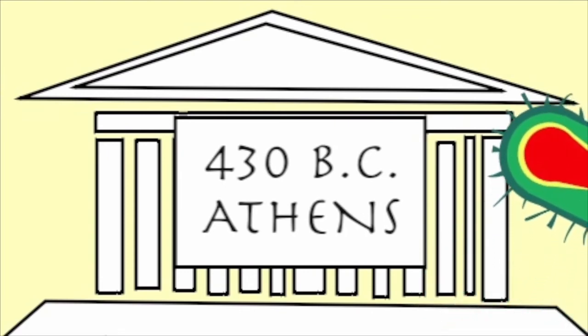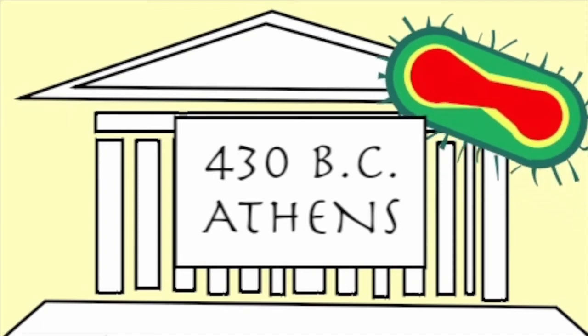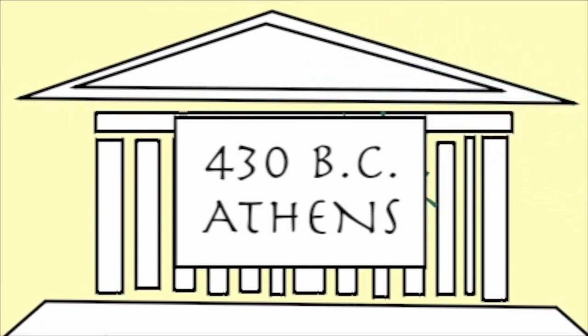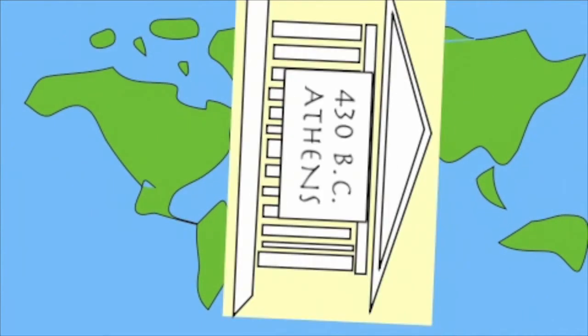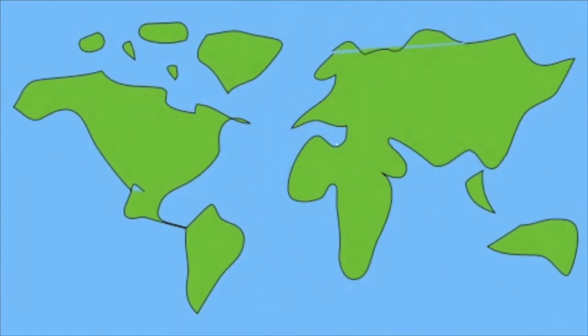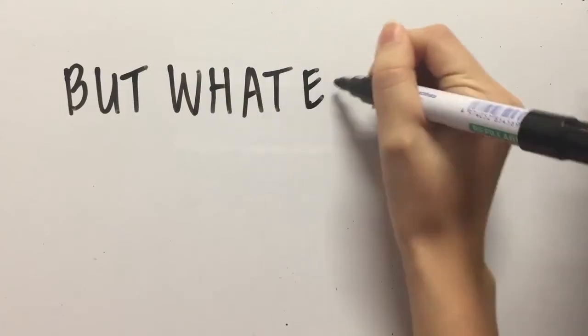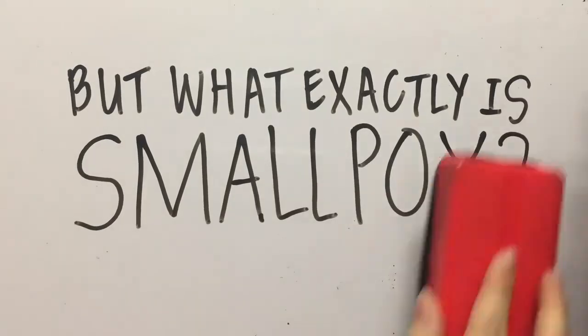Luckily for us today, smallpox has been completely eradicated. This was possible due to the efforts of the World Health Organization, which launched a global immunization campaign in 1967 with the goal of wiping out smallpox once and for all. In just one decade, the death rates went from 2 million people a year to 0. But what exactly is smallpox?